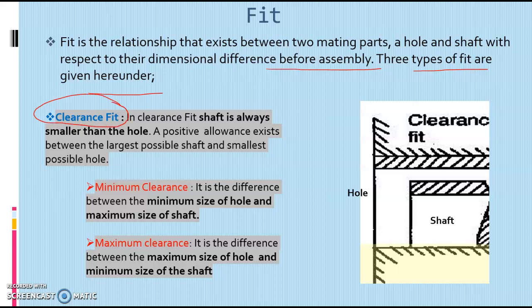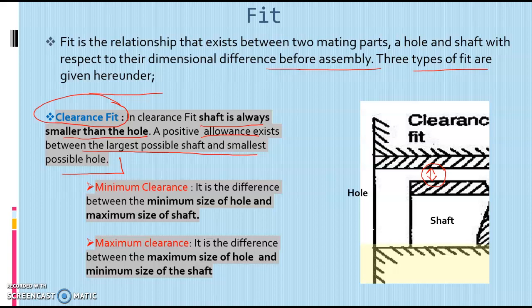The clearance fit can be defined as a fit in which the shaft is always smaller than the hole. A positive allowance exists between the largest possible shaft and the smallest possible hole. So there will always be a clearance between the hole and shaft. In this picture it can be shown like this. This is the clearance, and it always exists. There should be a clearance between hole and shaft in the clearance fit. That's why it is known as clearance fit.